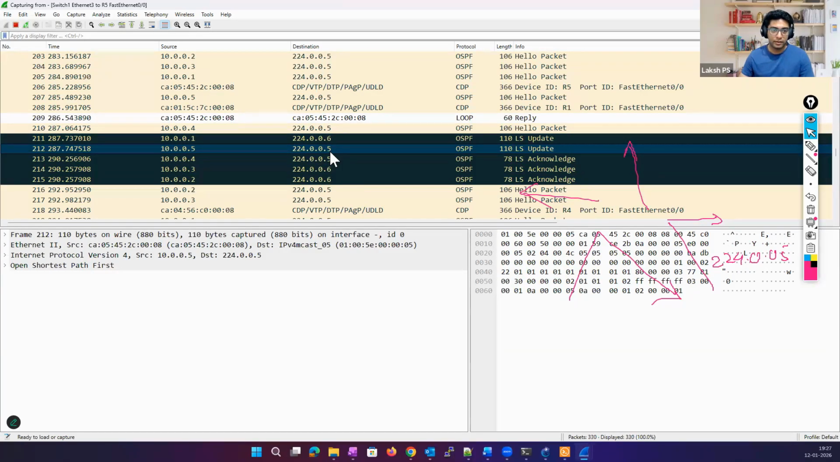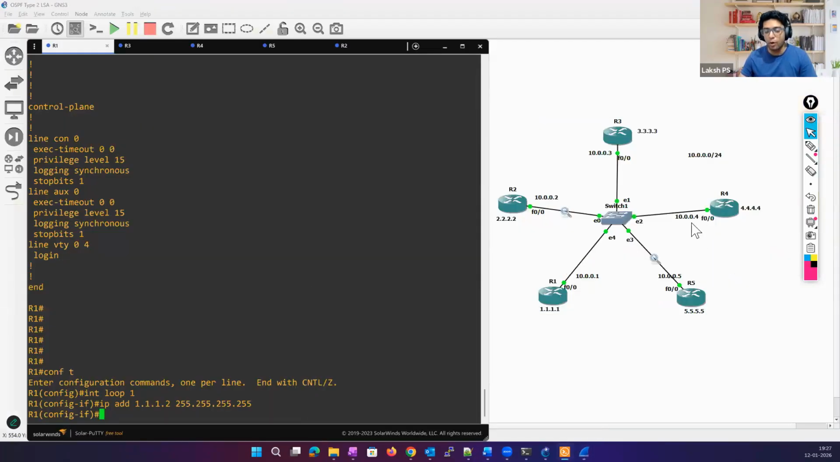It sends this multicast update at the multicast address of 224.0.0.5, which is the all OSPF speaking routers. And hence this update is then received by all the DR other routers. So this is how in a broadcast network, or routers connected through a fast Ethernet link, the database is being exchanged.